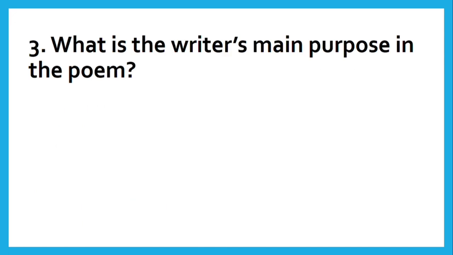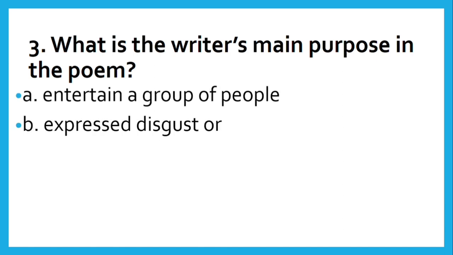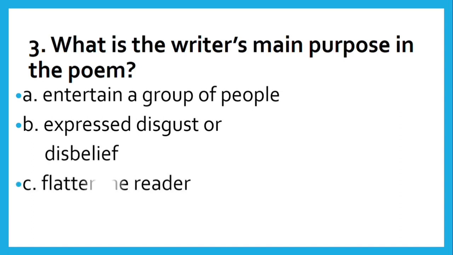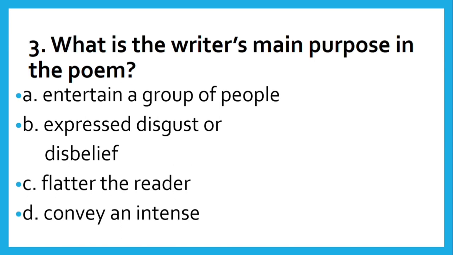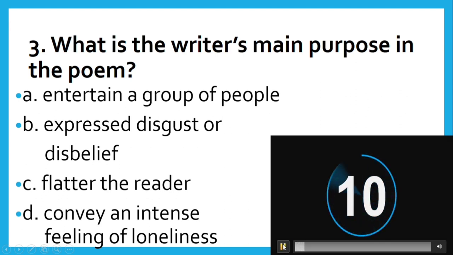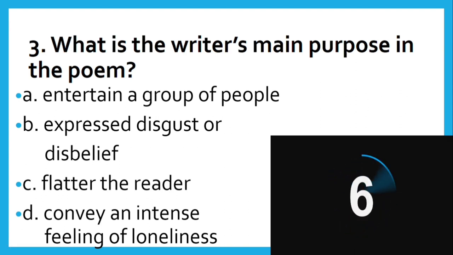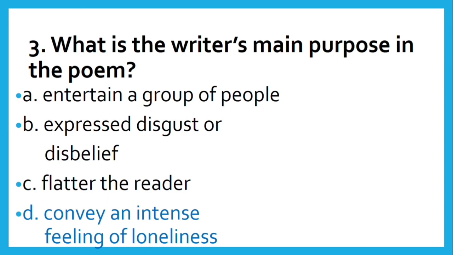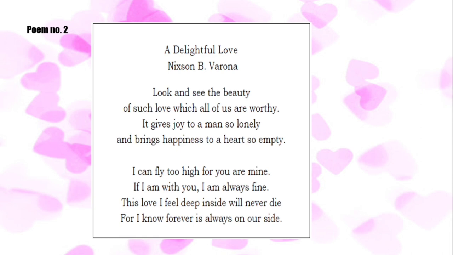Question number 3. What is the writer's main purpose in the poem? Letter A, entertain a group of people. Letter B, express disgust or disbelief. Letter C, flatter the reader. Or letter D, convey an intense feeling of loneliness. Time's up! And the correct answer is letter D, convey an intense feeling of loneliness. Did you get the correct answer? Excellent! Let's proceed to poem number 2.